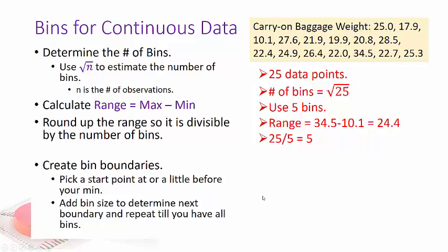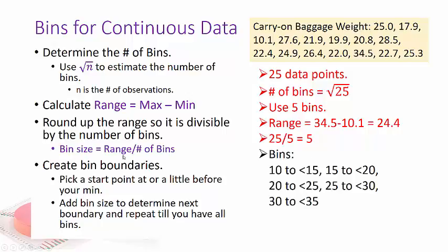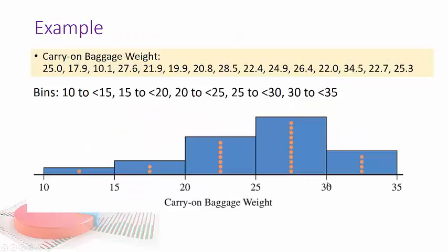Then I create the bin boundaries, which are basically, there's my bin size, it showed up late. I create the bin boundaries by starting at my lowest point, and I can start at a nice clean spot like 10 instead of 10.1. So the bins I'm going to create are 10 to 15, 15 up to but not including 20, 20 up to but not including 25, 25 up to but not including 30, and 30 up to, and actually I could include 35. It wouldn't be a big deal if I had 35 there. So pick a start point at or a little before your min, and just add the bin size to determine the bin boundaries.